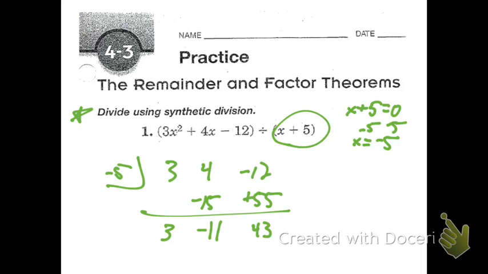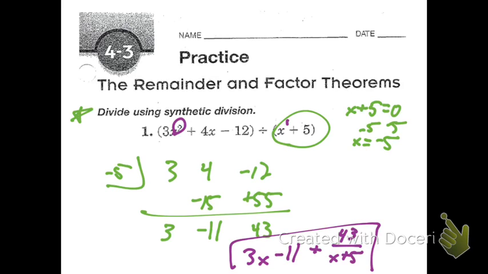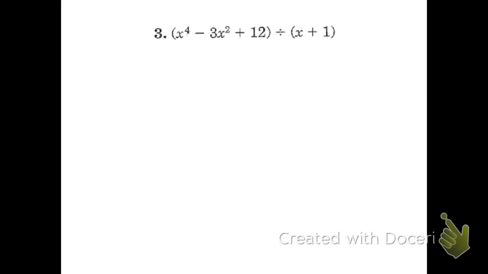So it just says divide, so we're going to write our answer as a polynomial. So this will be 3x, since we took that x squared and dropped it down a degree. 3x minus 11, then plus 43 over x plus 5. That will be the correct quotient there. So that's 1.